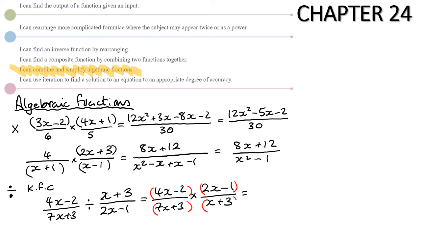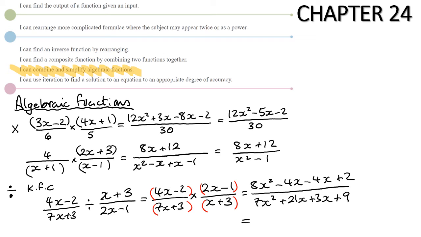So you need to be good at expanding brackets. So that will give me 8x squared minus 4x minus 4x again plus 2 all over 7x squared plus 21x plus 3x plus 9. And just like before, we would simplify it, and I'd get (8x squared minus 8x plus 2) all over (7x squared plus 24x plus 9).